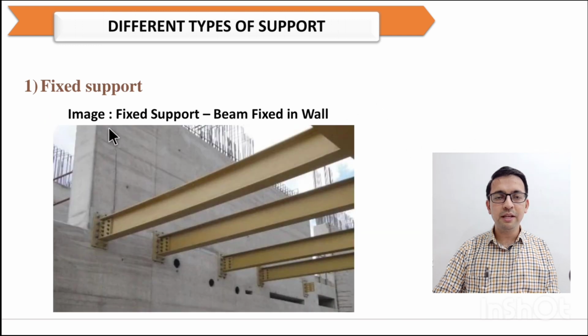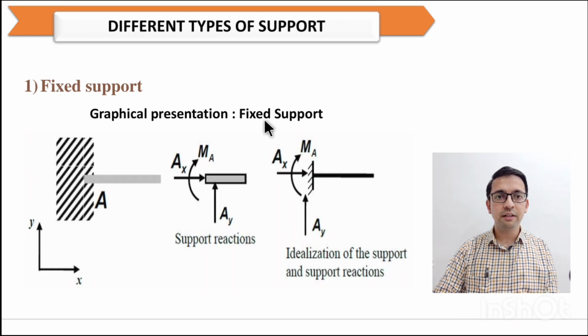So this is the image of fixed support in which the beam is fixed in a wall. Like I said, fixed support restrains vertical movement, horizontal movement as well as rotation. So now the graphical presentation of fixed support. In this we can see the free body diagram which indicates vertical movement, horizontal movement and rotation, which is completely restrained in fixed support.